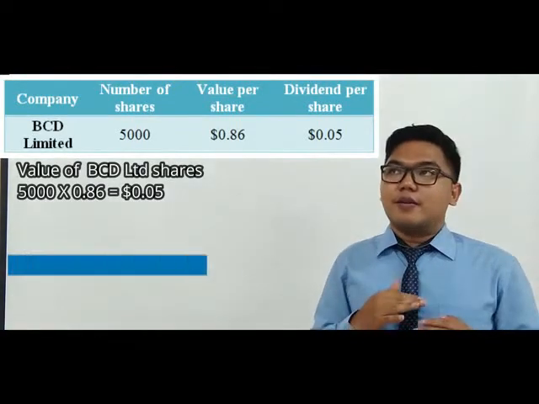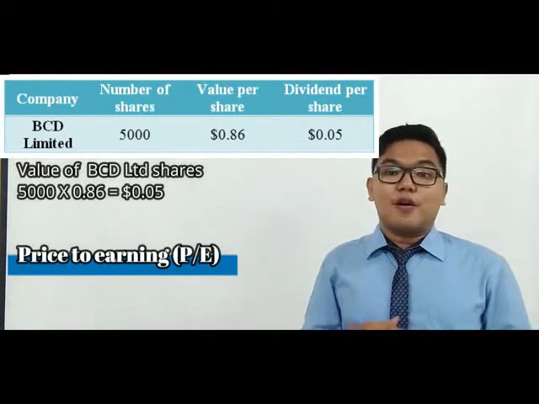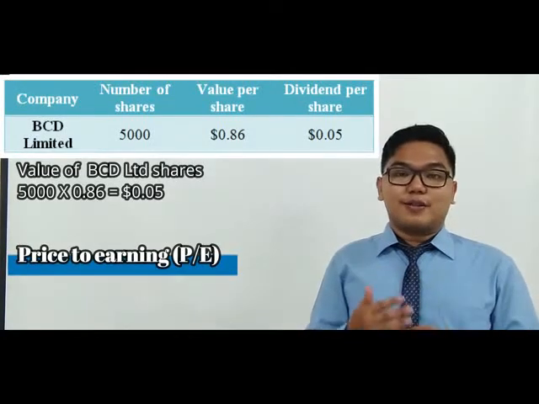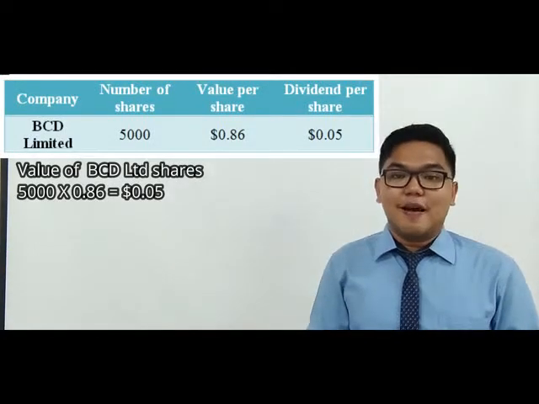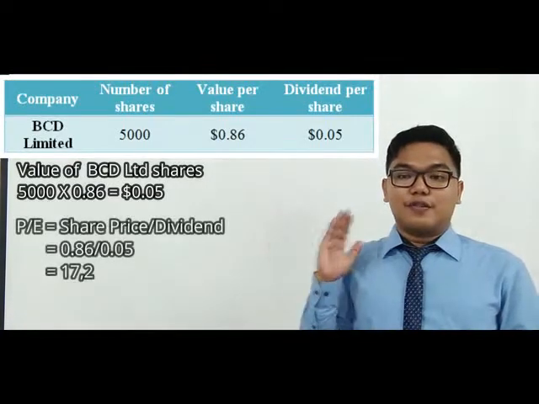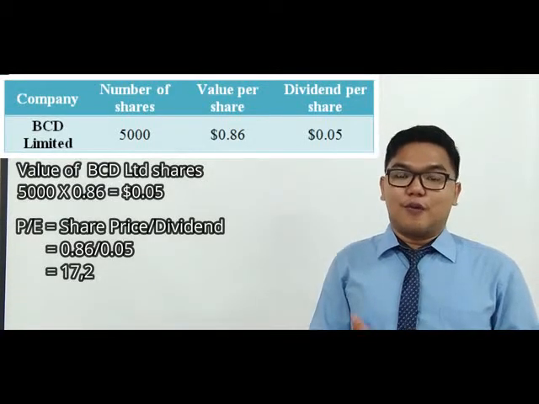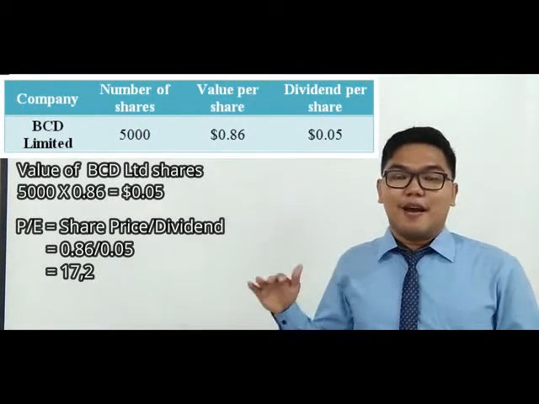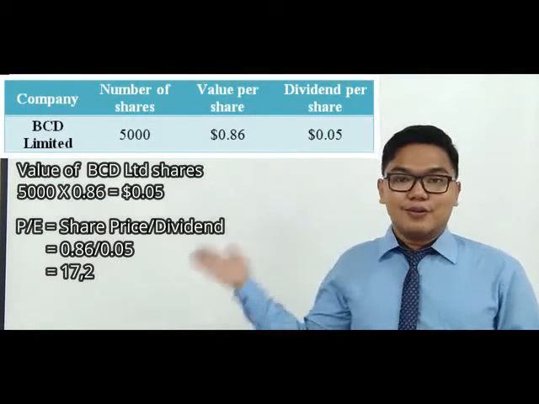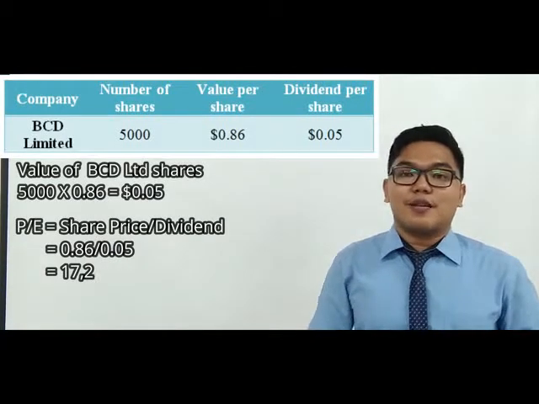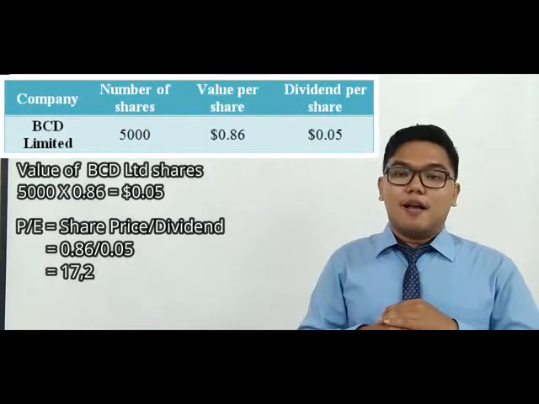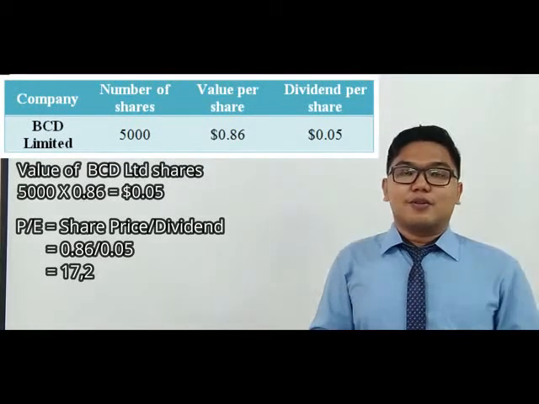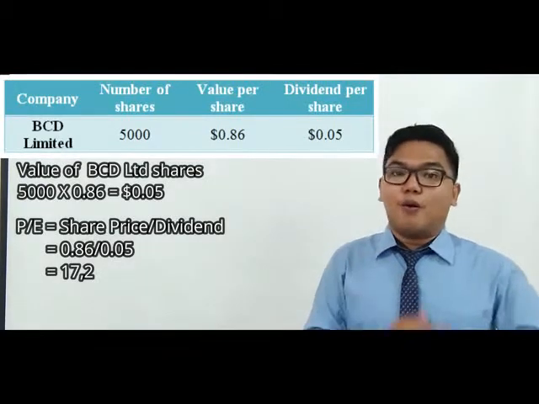And then there is the price to earning. If the question asks what is the price to earning for company BC, price to earning is value of share divided by dividend. So for BC, the price to earning is 0.86 divided by $0.05, equal to that number. So if the question asks the total value of all companies, you just need to find the total value of each company and add them all together.